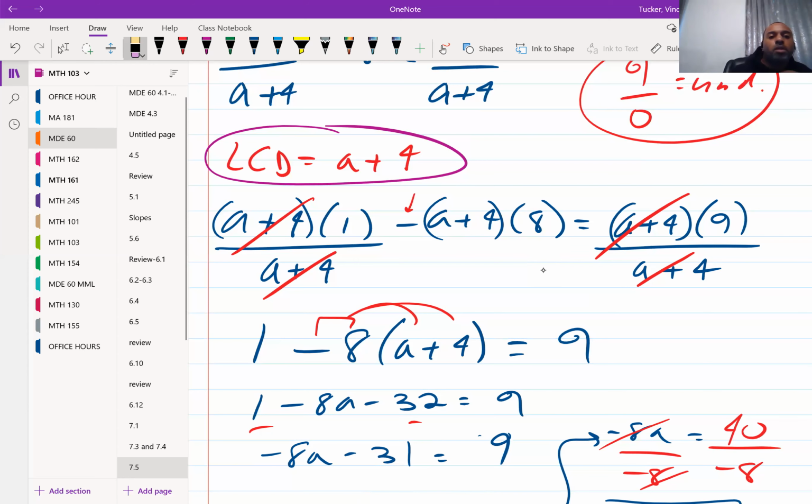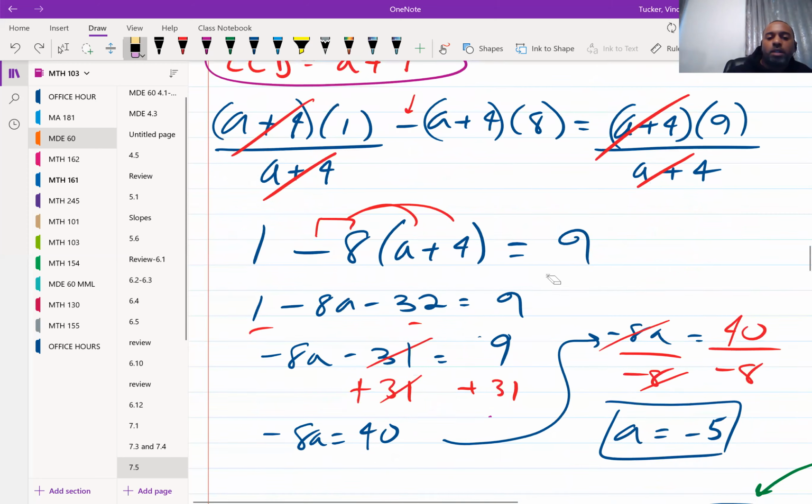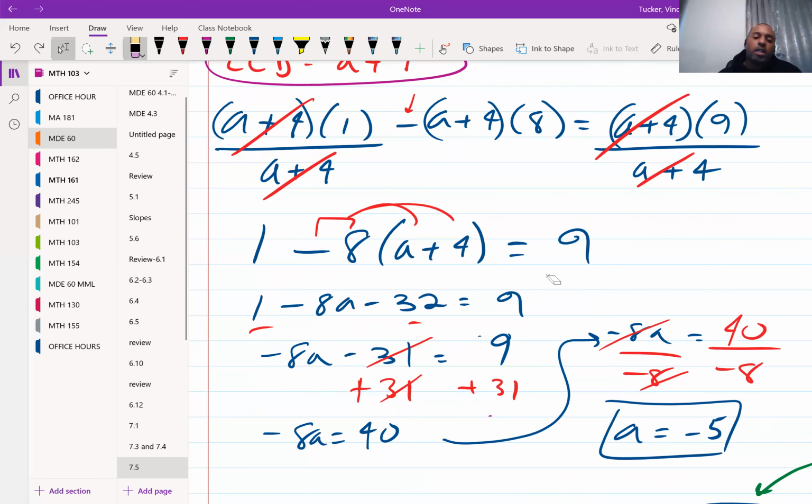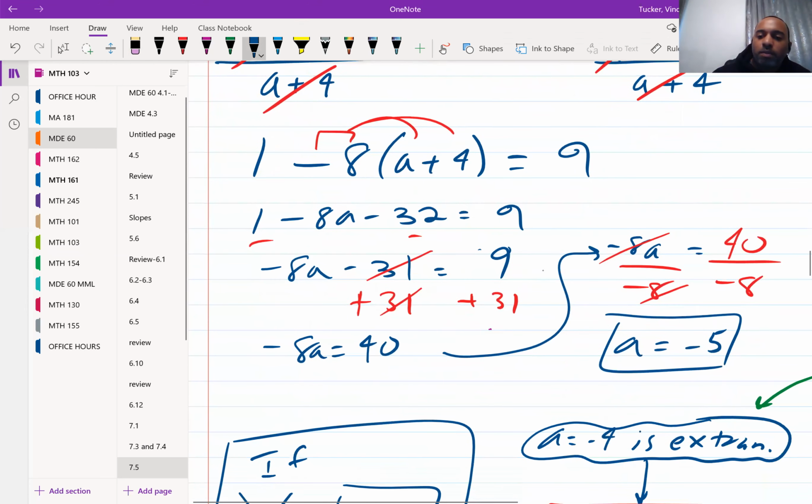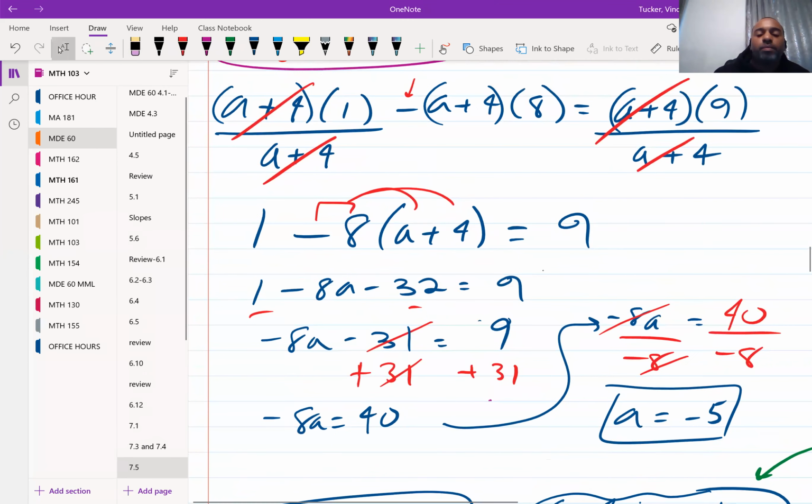All right. Go ahead and add 31 to both sides. That'll give you -8a equal to 40. Divide by -8, and a is equal to -5. So we didn't get a conflict. I think the next one has a conflict. But anyway, we'll see.